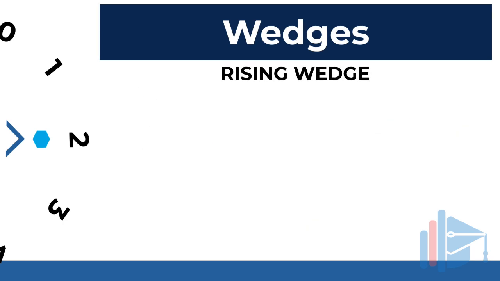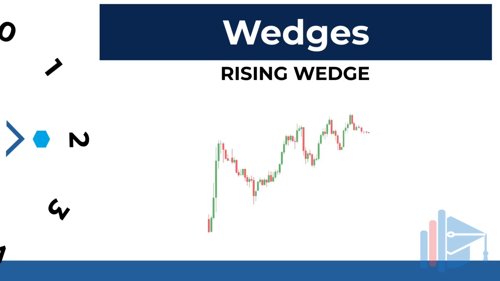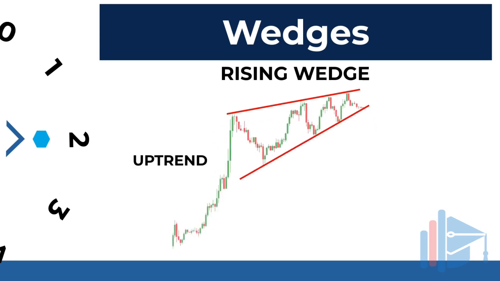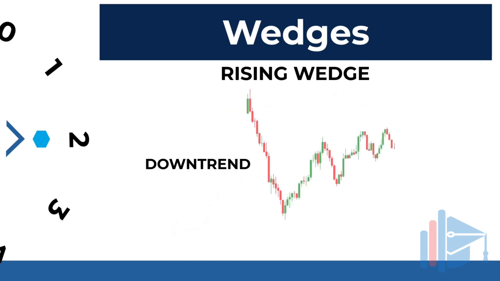A rising wedge is characterized by a series of higher highs and higher lows, with the support line having a steeper upward slope than the resistance line, causing the lines to converge. In an uptrend, a rising wedge is typically seen as a bearish reversal pattern, indicating a downtrend may occur after the wedge completes. In a downtrend, it is considered a bearish continuation pattern, suggesting a potential continuation of the downward rally.